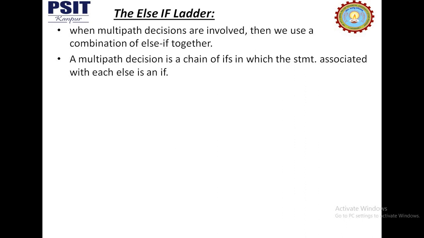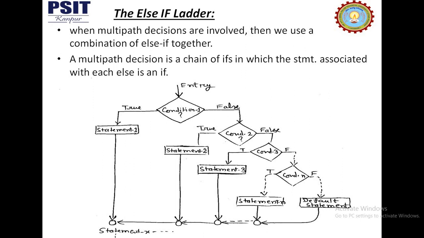You are going up using one ladder at a time, right? One step at a time. So this is the multipath decision logic. So now see, here every time the next condition will be tested only if the previous condition was false, right?